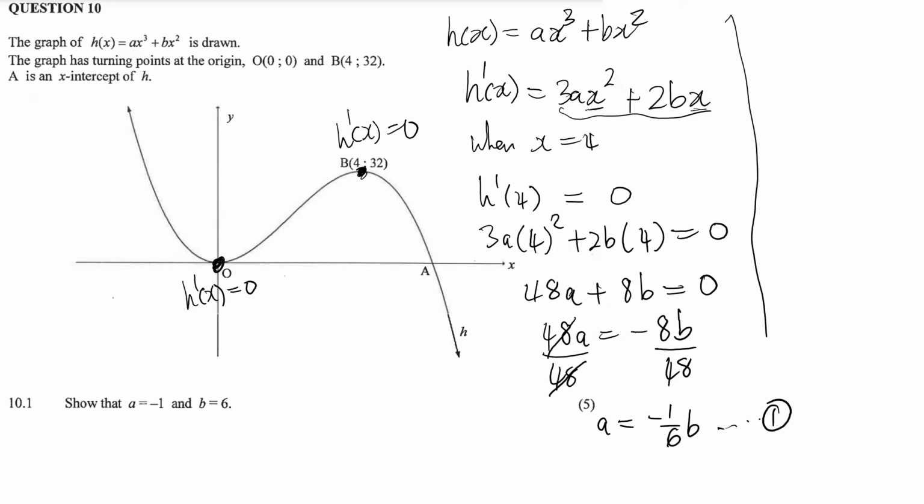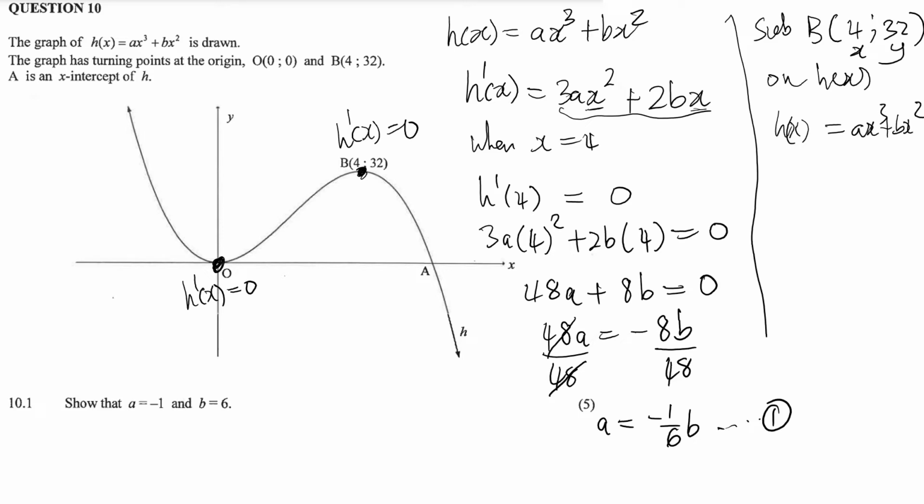So we can substitute B, which is (4; 32). We know this is x, this is y, into the original equation h(x). We know that h(x) = ax³ + bx². So we're going to substitute B into our h(x). Where there is y, we put 32, that is our h(x), and where there is x, we put 4. So this is 32 = 4 cubed, which is 64a, plus 4 squared, which is 16b.